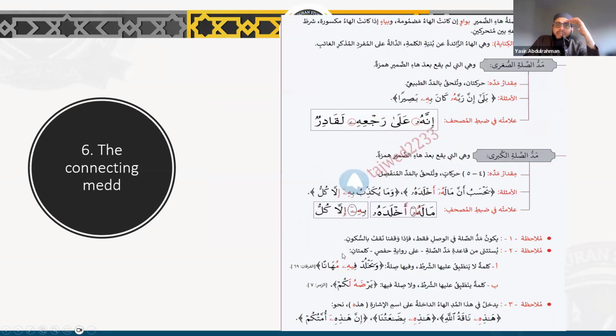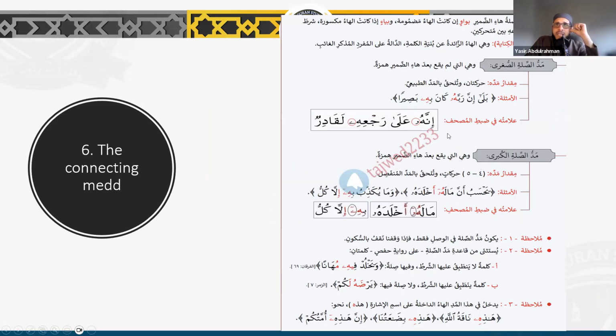Now, inshallah, we'll talk about maddu silah, and the one we skipped in the beginning. The reason why we skipped it is because it comes in 2 versions. One is called the sila sughra, right? The lesser connecting. And the other one is called sila kubra, the greater connecting.